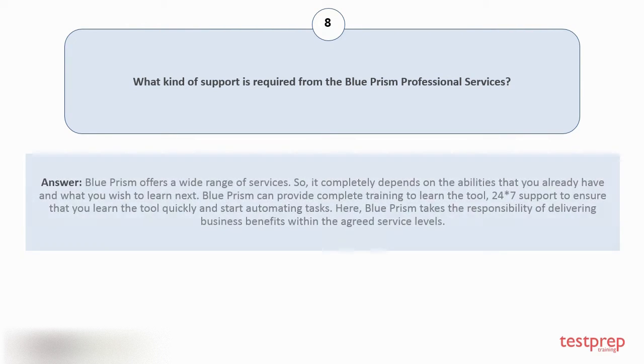Your answer is: Blueprism offers a wide range of services. So, it completely depends on the abilities that you already have and what you wish to learn next. Blueprism can provide complete training to learn the tool, 24/7 support to ensure that you learn the tool quickly and start automating tasks. Here, Blueprism takes the responsibility of delivering business benefits within the agreed service levels.